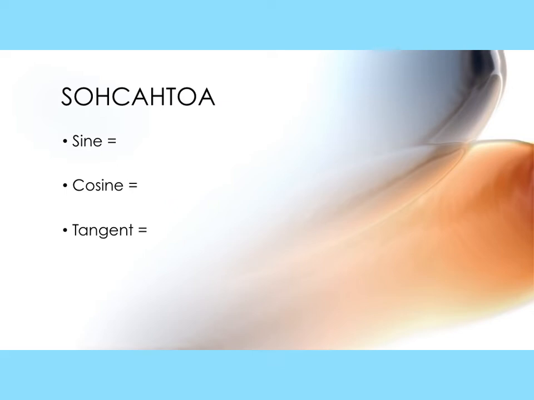SOHCAHTOA is the acronym, which is as popular as it is weird that it's not in your book. Your book actually doesn't use it. But if you can learn how to spell that word, you can figure out all your functions, right? The SOH is for sine equals what? Opposite over hypotenuse.